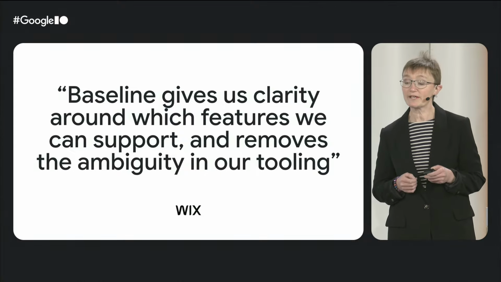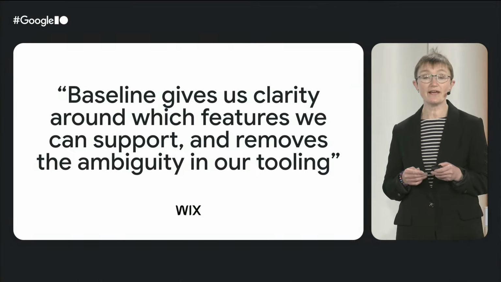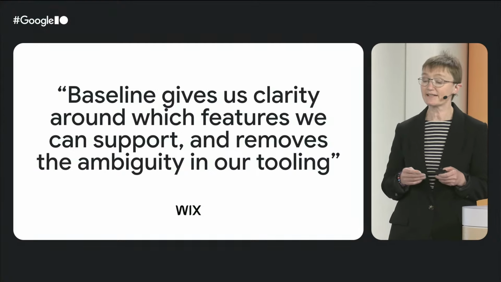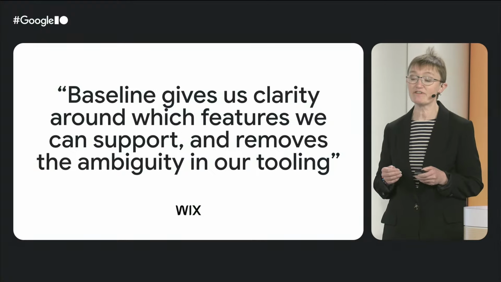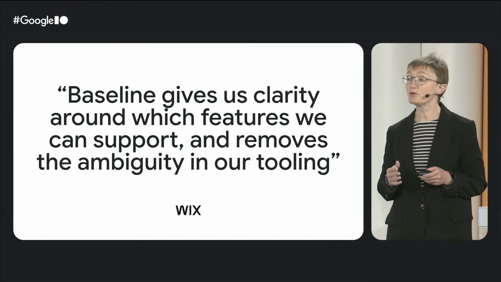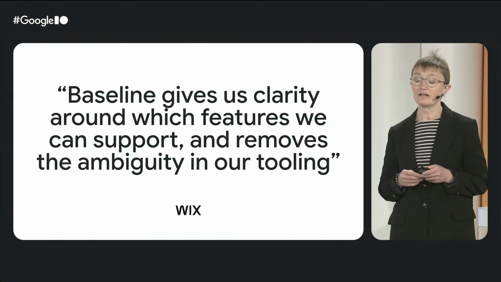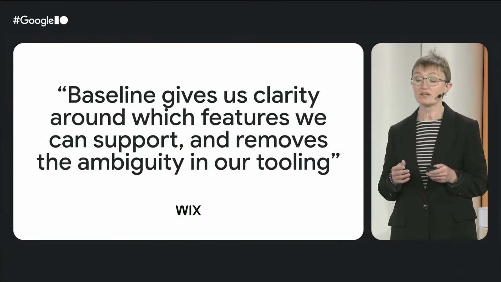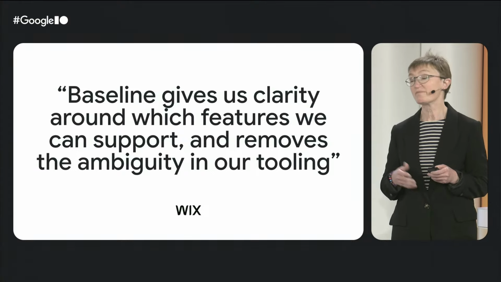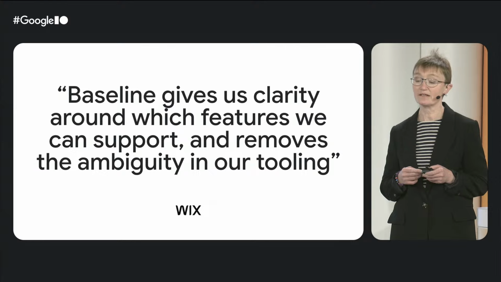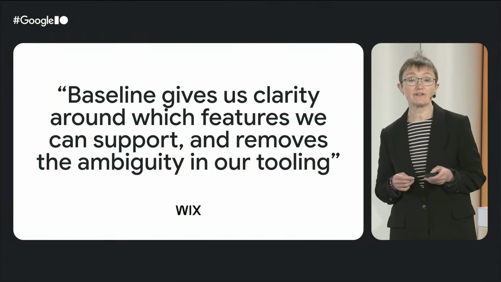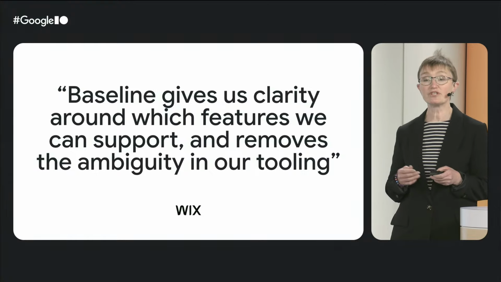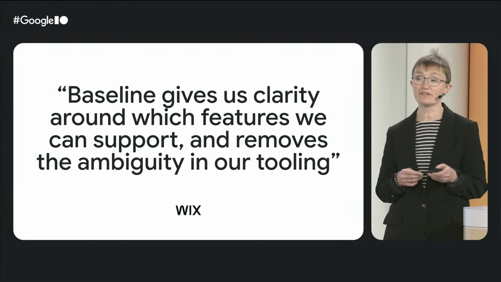Site building platform Wix have recently decided to use baseline widely available as their threshold for adopting new web features. Their front-end guild team said baseline gives us clarity around which features we can support and removes the ambiguity in our tooling. Our developers now don't need to spend time digging through the compat tables in MDN to know if a feature will work or not. They just look for the green tick and go ahead. Baseline helps our developers feel confident that their tools will warn them when they've used a feature that we don't support. It also reduces the number of errors and broken experiences we might release.